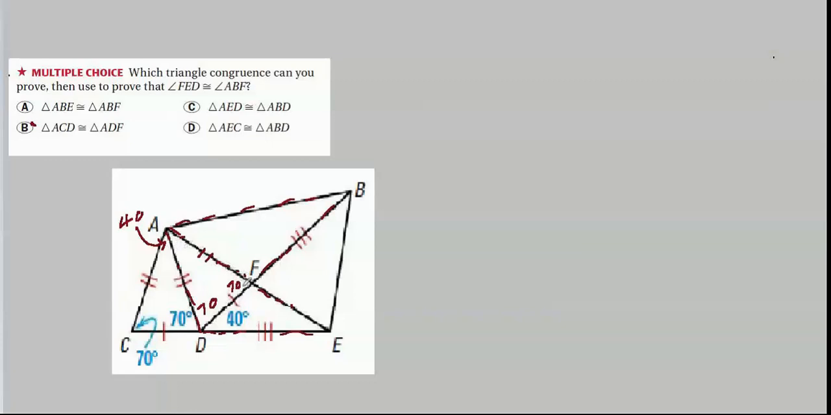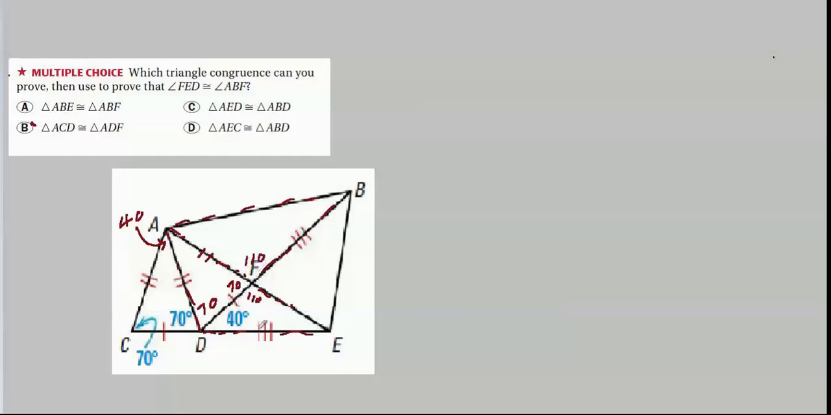But if this is 70, then this one here must be 110. Why? Well, this is a straight angle. And this is cut up into two angles, one of 70 and the other one has to be 110. Well, what good does that do? Well, these two are vertical angles. So we know that this angle is 110.